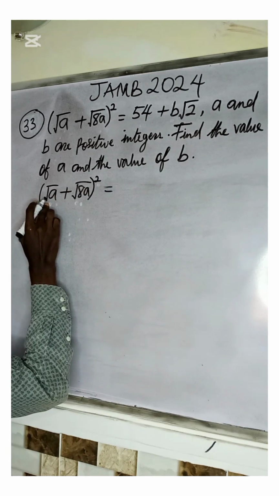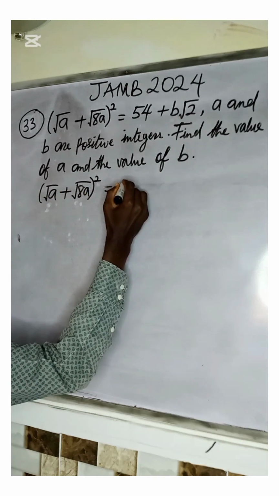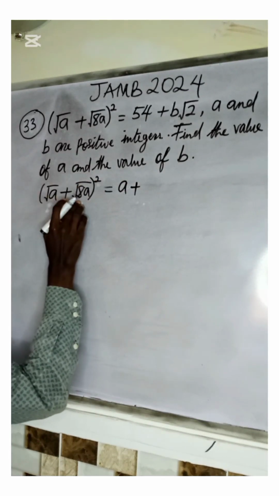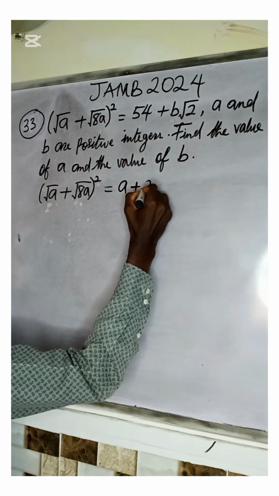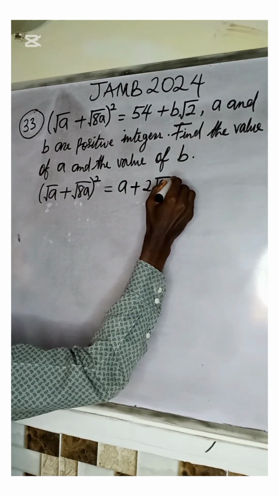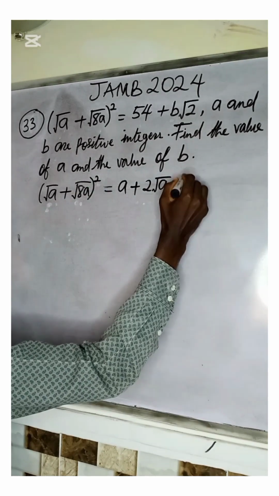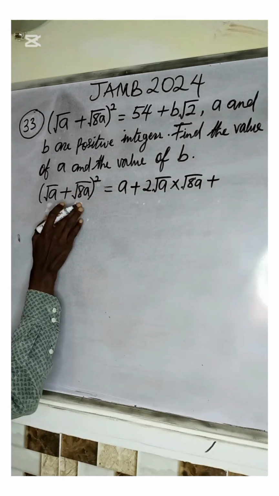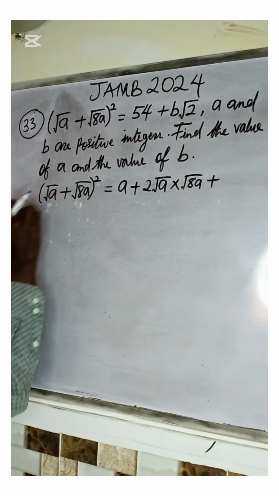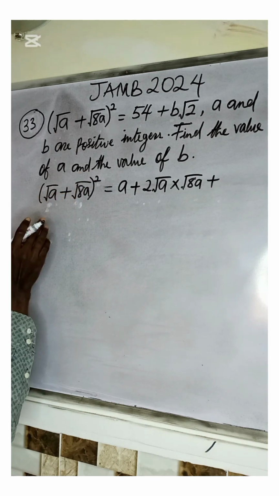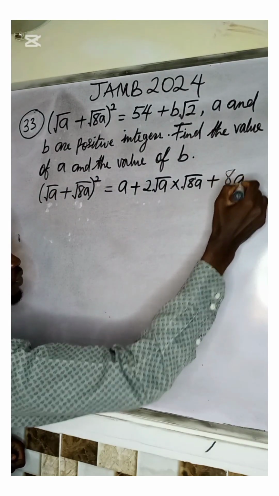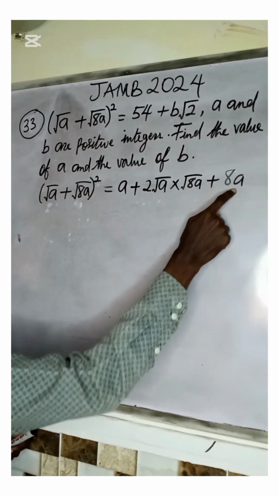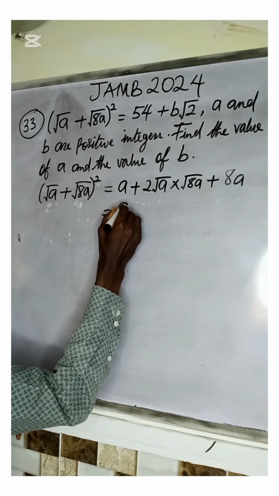So the square of √a is a. Then plus, we multiply this by this by this. That's 2 times √a, that's 2√a, multiplied by √(8a). Then lastly, we take the square of the last term, the second term, which is √(8a). And when we take the square of √(8a), we'll be left with 8a. I hope we understand this step. Then what do we do next? We collect like terms. a plus 8a will give us 9a.